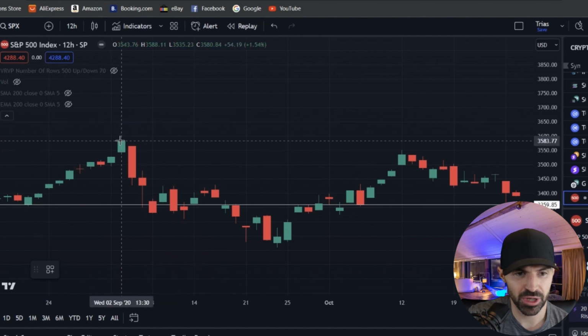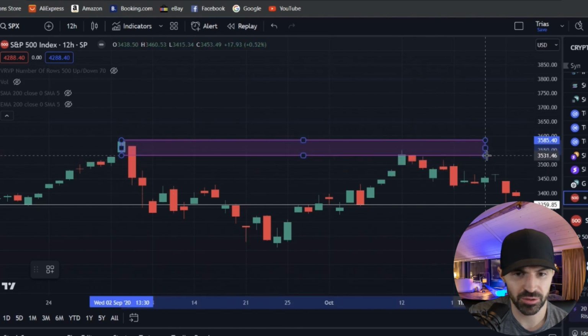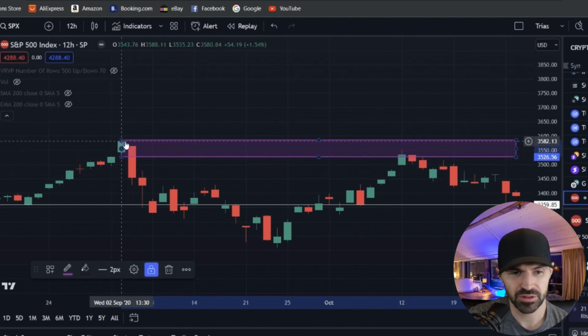From the top of this wick here to the bottom of the wick, and then we just bring it all the way out. So as you can see here, price, big impulse move down, chopped around a little bit, and eventually made its way back up to supply where it then sold off again.